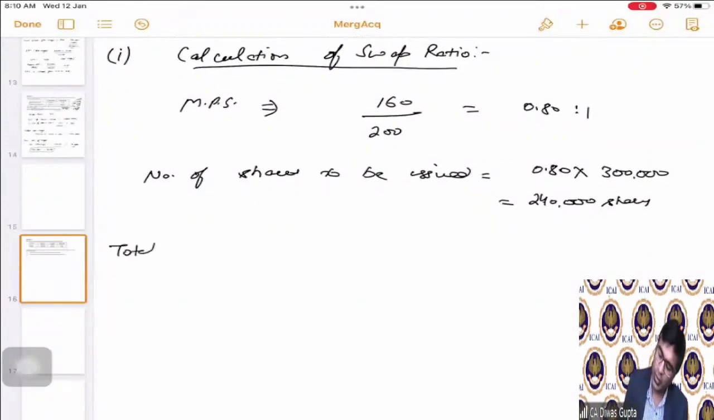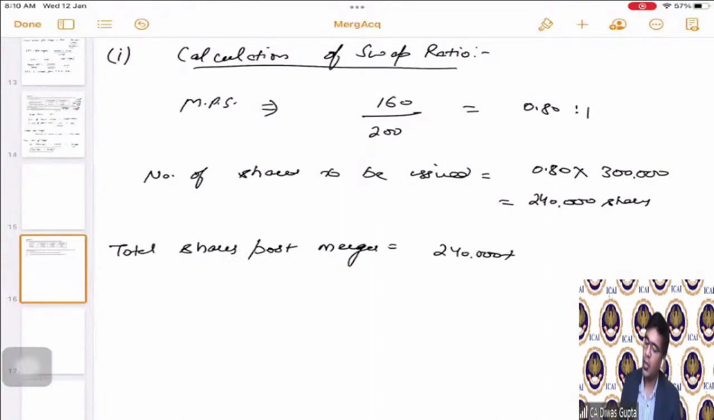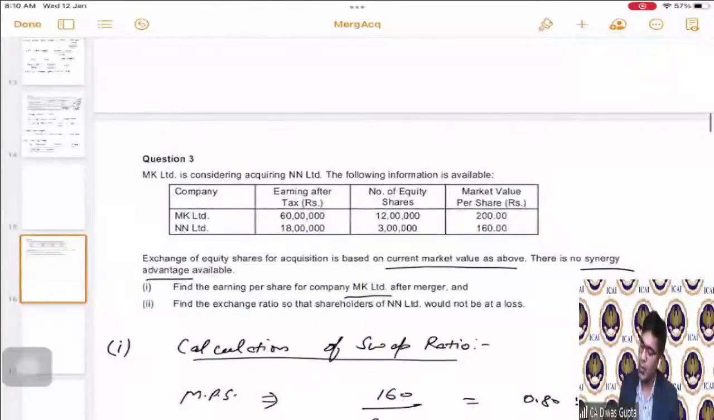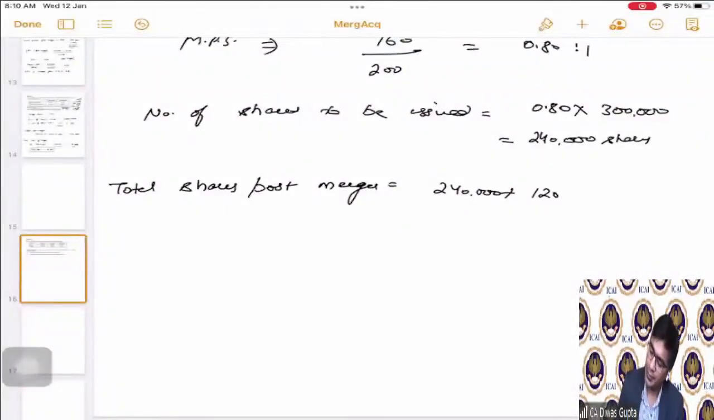Hence, the total shares post merger is how much? 2,40,000 plus originally issued, which was 12 lakhs. So which makes it 14,40,000. Correct?